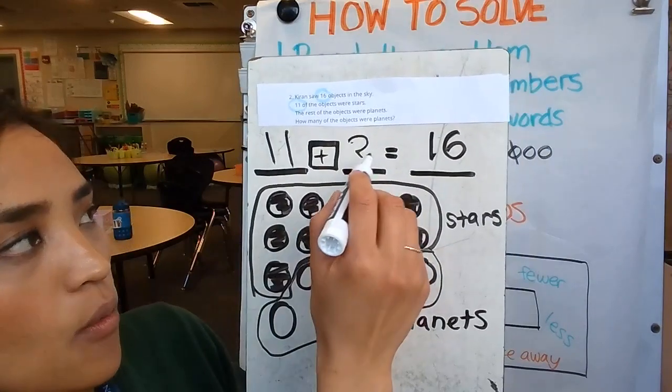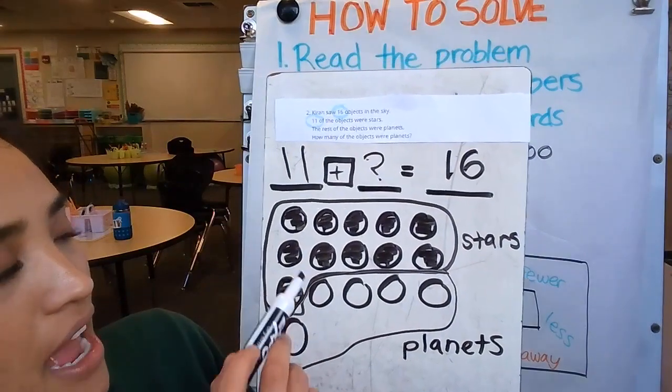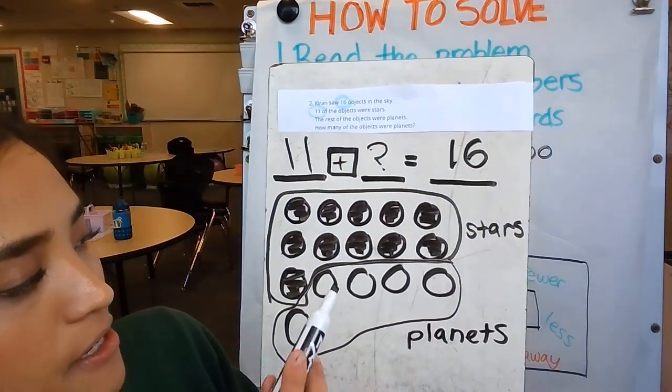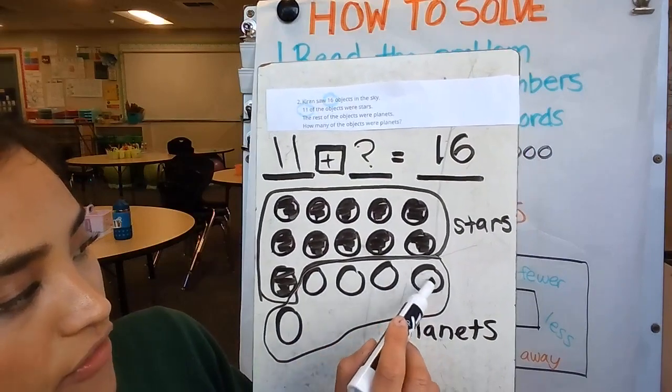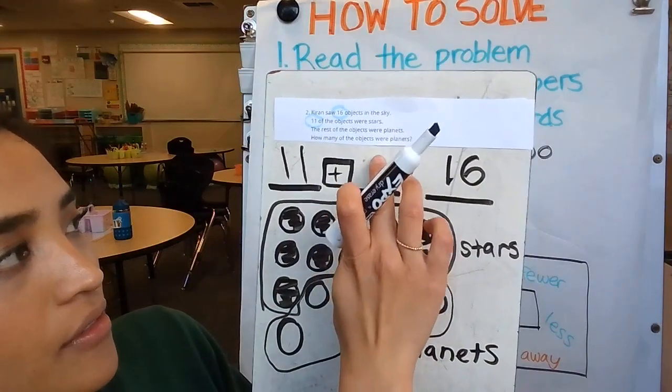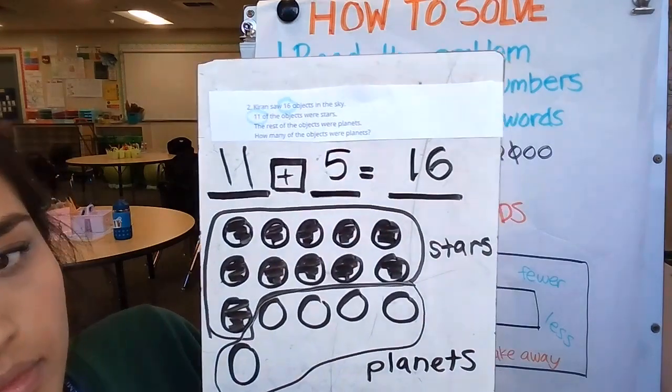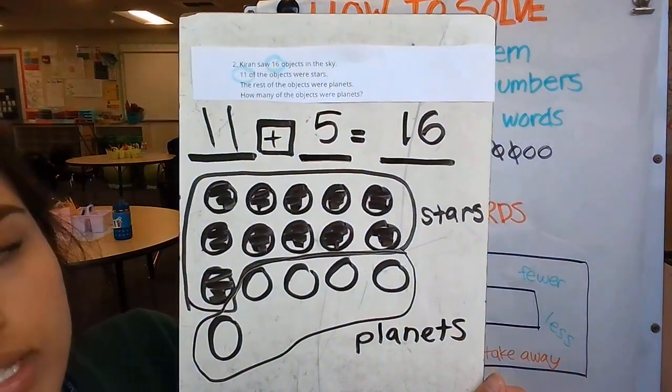Now let's find out what's missing right here. So we already have 11. Now I can just count whatever's left for my planets. 1, 2, 3, 4, and 5. 11 plus 5 equals 16.